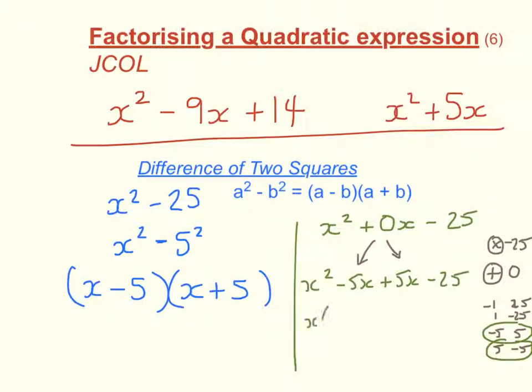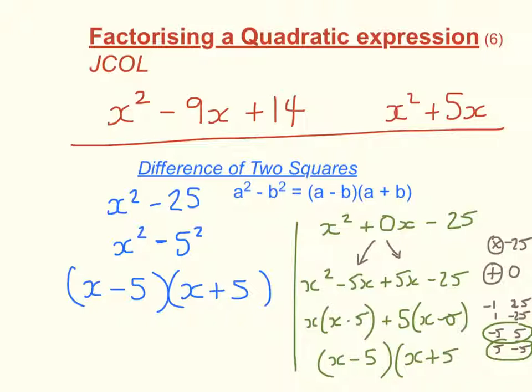You factorise the first two terms by finding the common factor. You factorise the last two terms by finding the common factor. And as a result, we have x minus 5 as one common factor and x plus 5 being the second. And we get our same answer as we had the quick way.